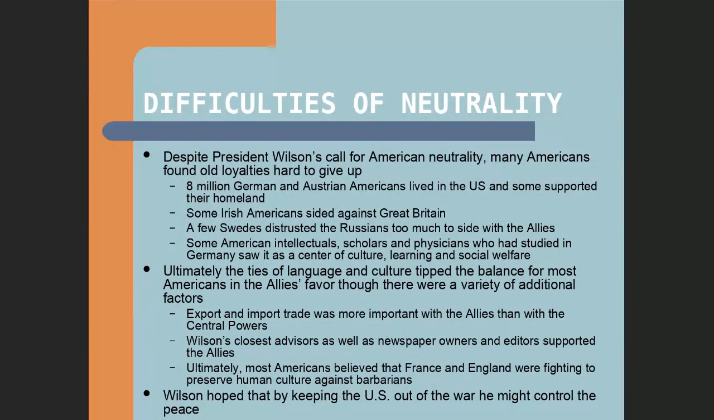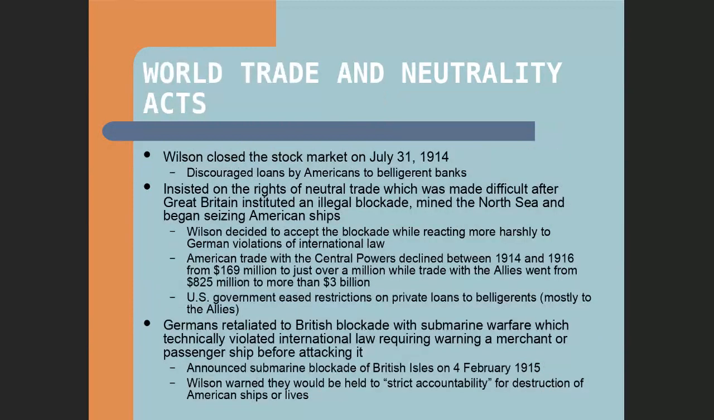All right. When it says down here, Wilson wanted to keep the U.S. out of the war so he could control the peace, that's very much true. Number one, if we're out of it, we make something of a neutral negotiator. We can arbitrate that. Also, if we are neutral and both parties accept our dictates, we can come up with the means to create a lasting peace, hopefully.